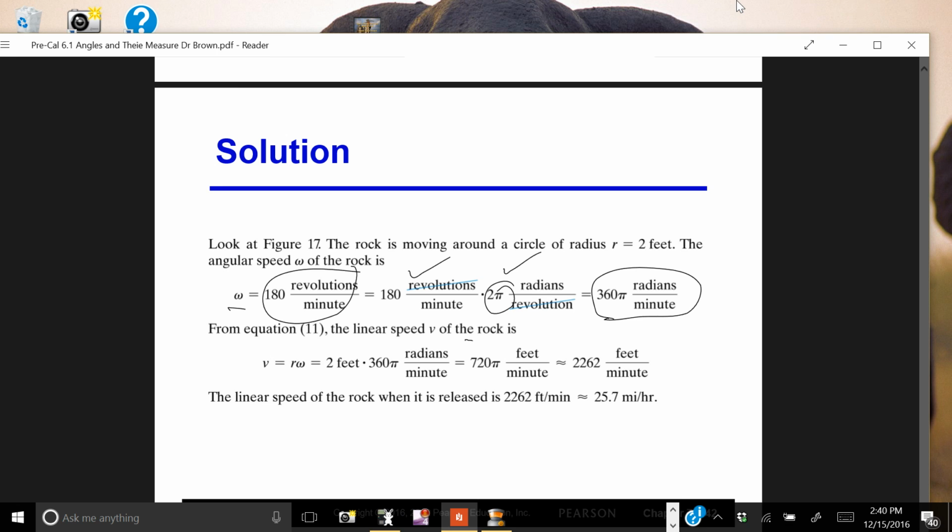Now the linear speed then of the rock is going to be, the velocity is equal to r times omega, which is 2 feet, times the 360 pi radians per minute. That equals 720 pi feet per minute. 720 pi, with pi about 3.14, is equal to 2262 feet per minute. The linear speed of the rock when it's released is 2262 feet per minute, which is about 25.7 miles per hour.